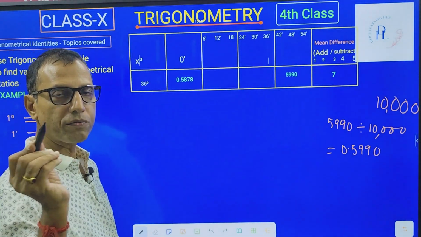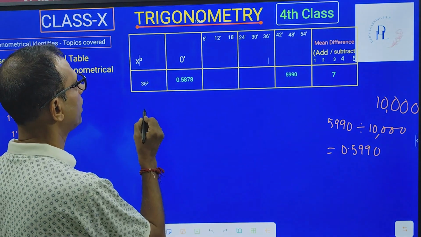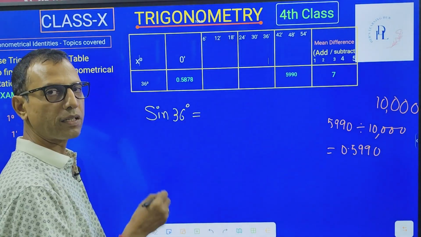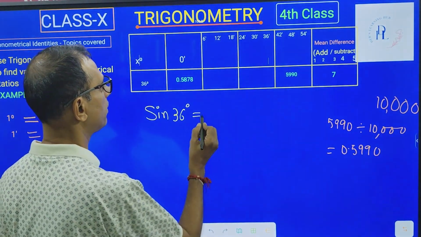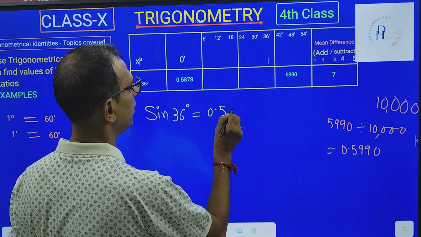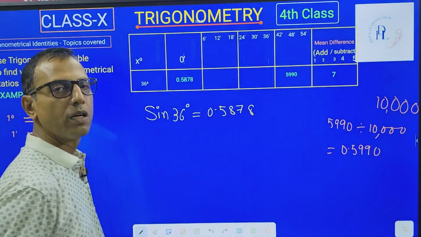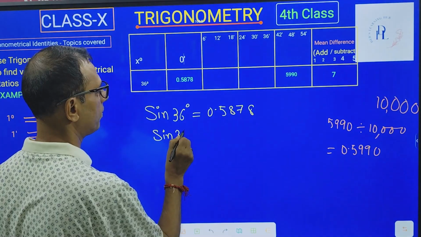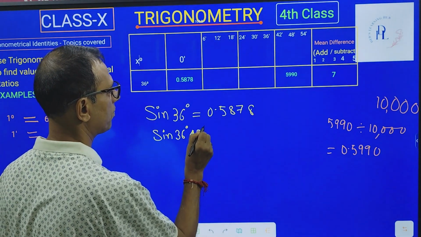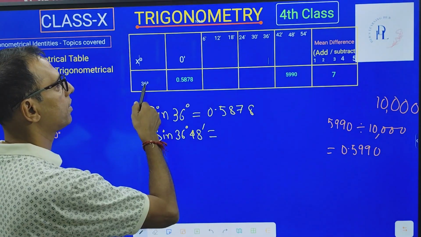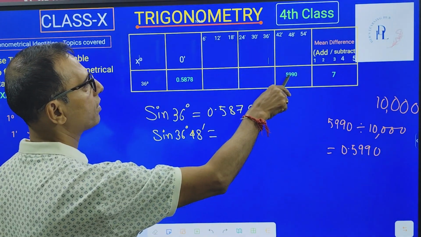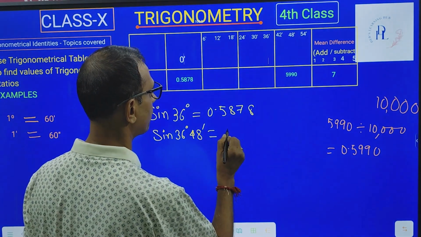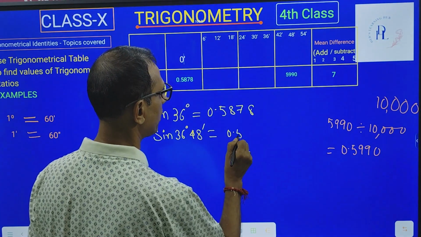So if it is the value of natural sines, let's say sine 36 degree, that means 36 degree is 0 minute. So sine 36 degree, the value will be 0.5878. Now if it is asking for sine of 36 degree 48 minute, straight away it is given: 36 degree and then below 48 the number is 5990. That means you divide this number by 10,000. So sine 36 degree 48 minute is 0.5990.